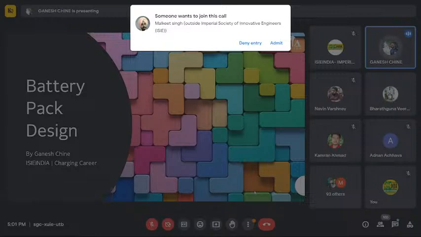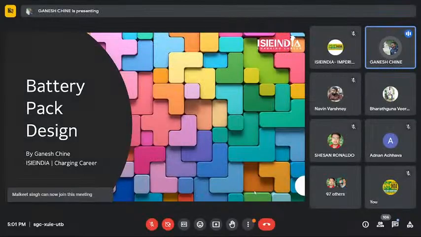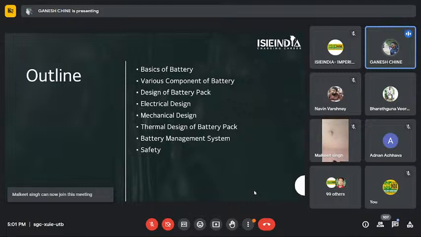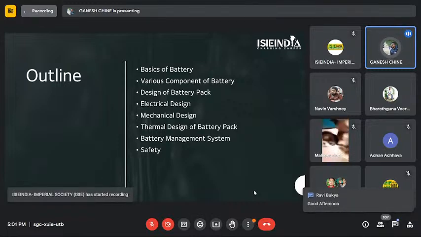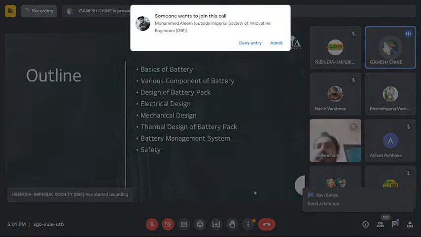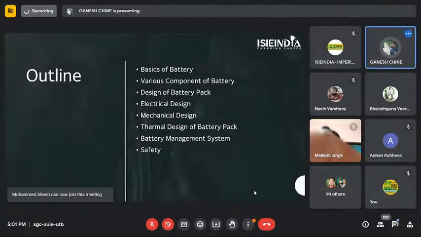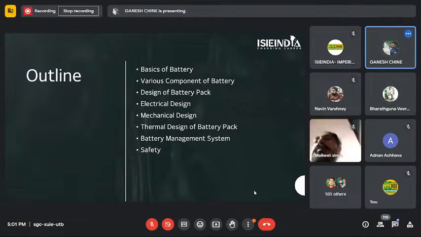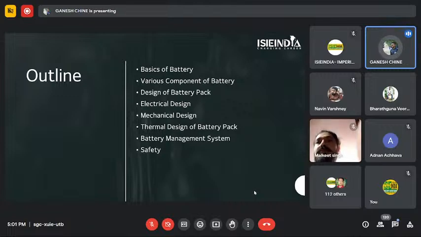Today we are going with a webinar on battery pack design. Today's webinar agenda comprises the following points. First is the basics of battery, then the various components of battery, then battery pack design and its various aspects, such as electrical design, mechanical design, and thermal design of the battery pack, then battery management system and safety, followed by the question and answering session.